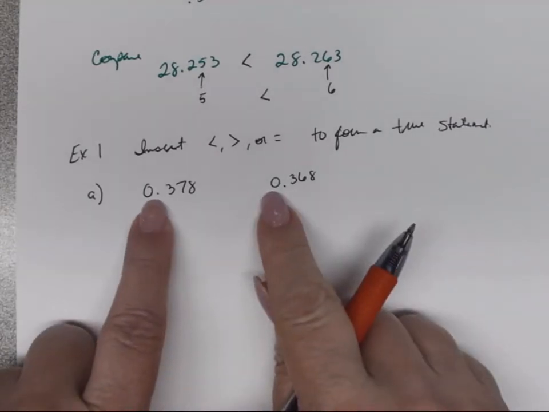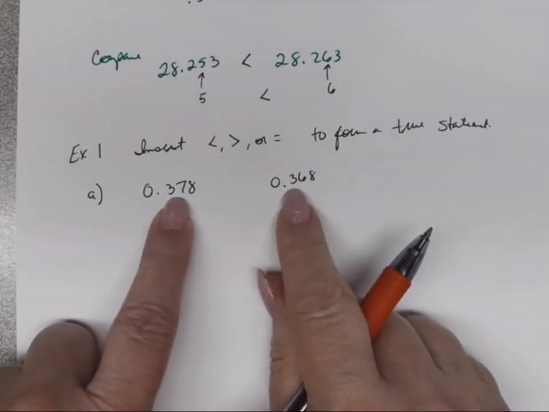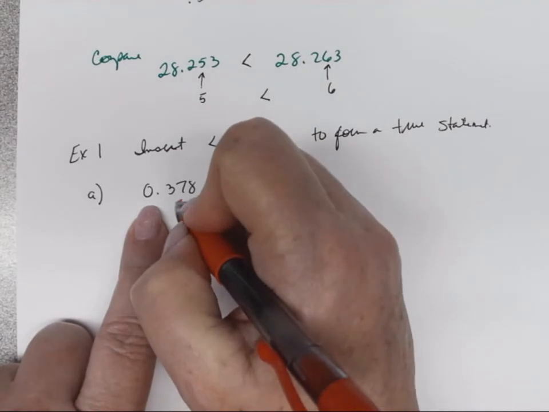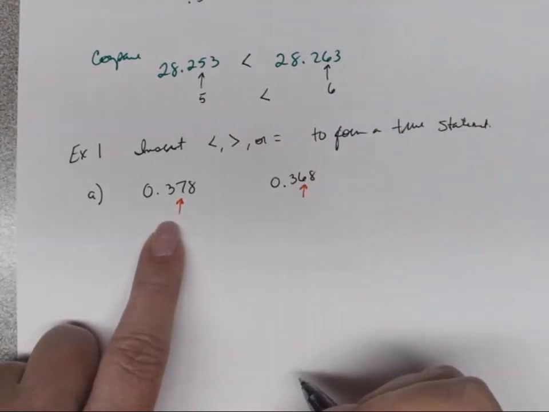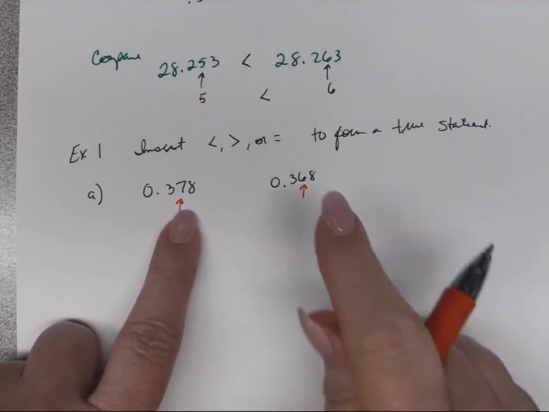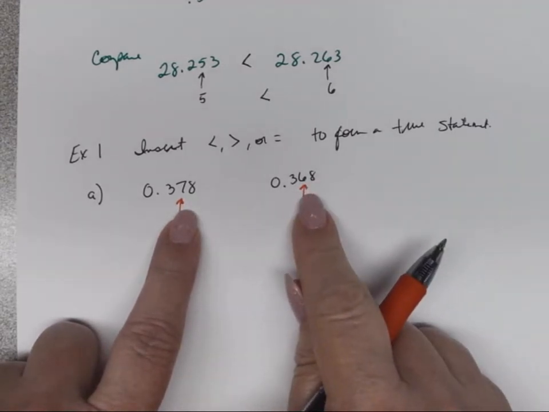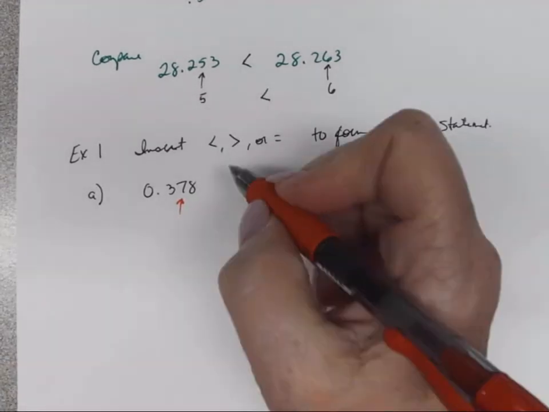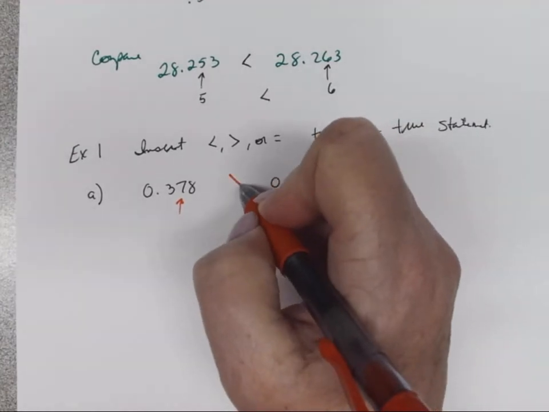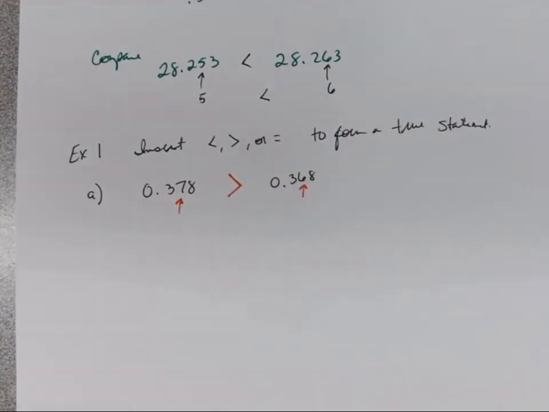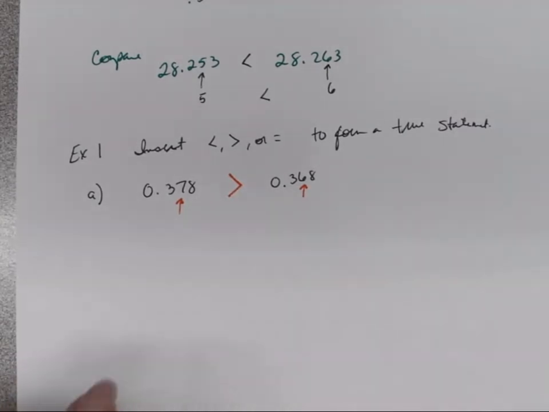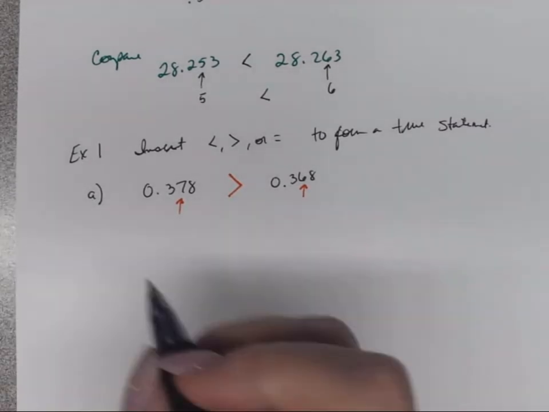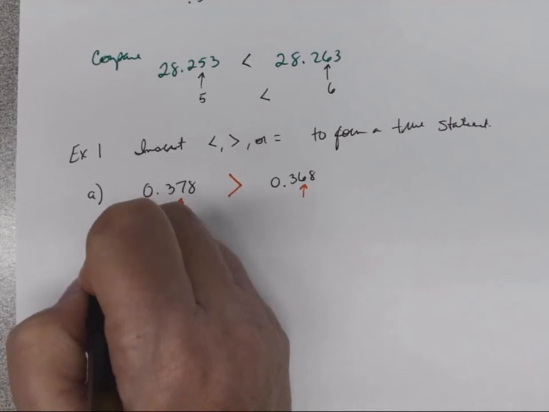So again, we're looking to see where it changes. 0.3, here we have a 7, and here we have a 6. Well, 7 is greater than 6, or 6 is less than 7, either way you want to say it. So our symbol will look like that. 0.378 is greater than 0.368.